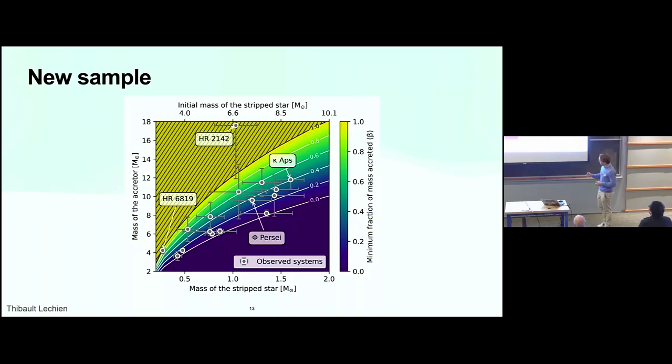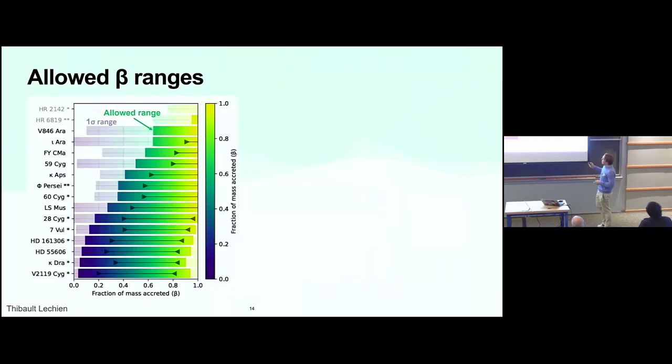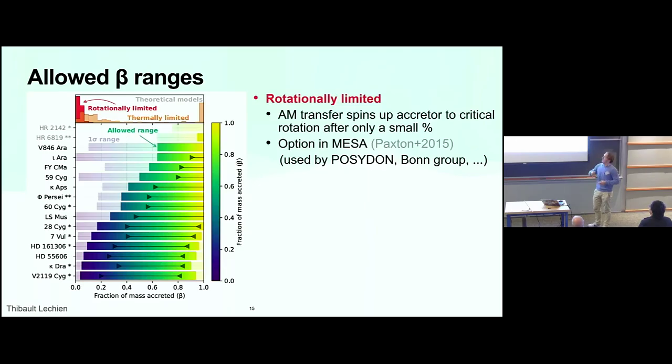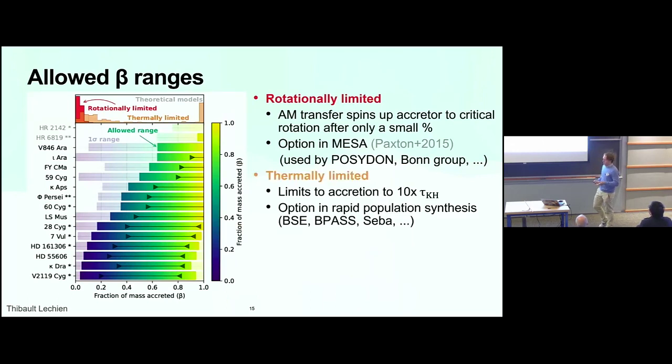And if we then convert this to the allowed ranges for mass transfer efficiency for each of our 16 systems, where we're bounded from below by our inferred lower bounds and bounded from above by a weak constraint on the initial mass ratio, and we compare this to predictions for the theoretical models, at the top we see this rotationally limited model, which predicts a very non-conservative accretion, which is in tension with almost all of these systems. This is an option used in MESA and therefore also used in many binary population synthesis codes, such as POSYDON and also grids by the Bonn group. But this is in strong tension with the data.